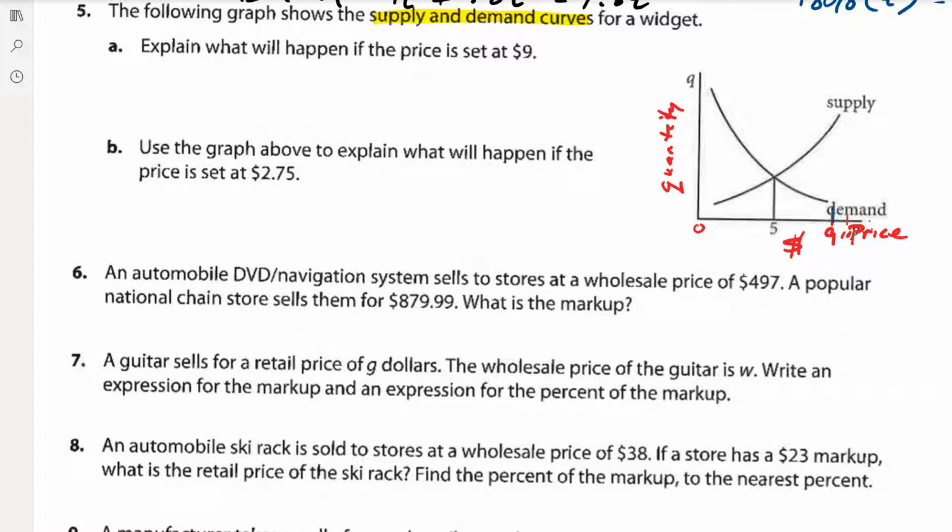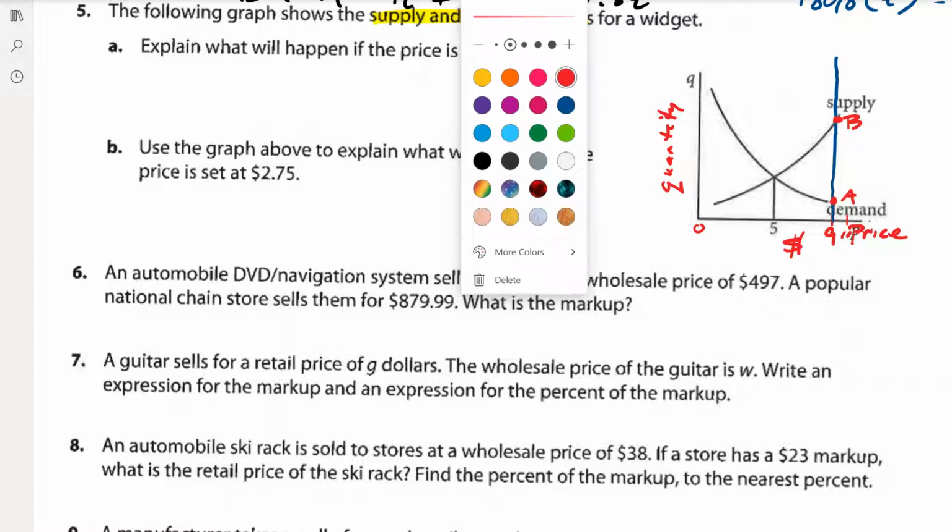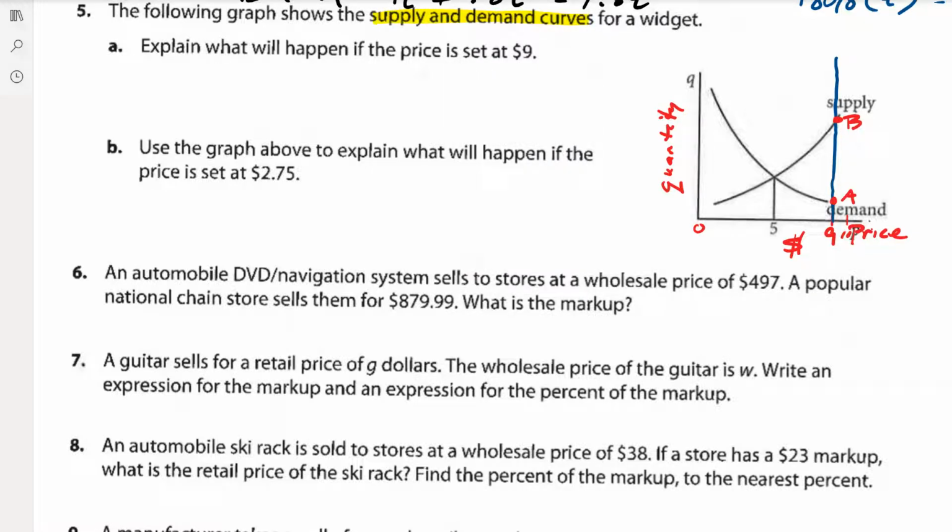So go straight up, and figure out where it meets the two curves. If you draw that, it meets the demand curve down here at point, let's say, A, and it meets the supply curve at point B. So what that means is that the quantity demanded right here is going to be less than the quantity supplied.